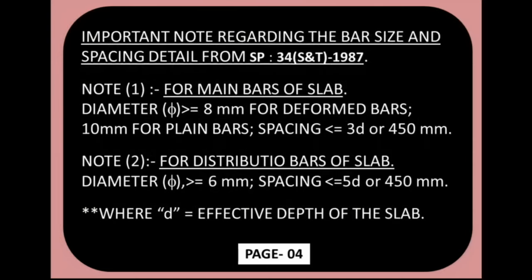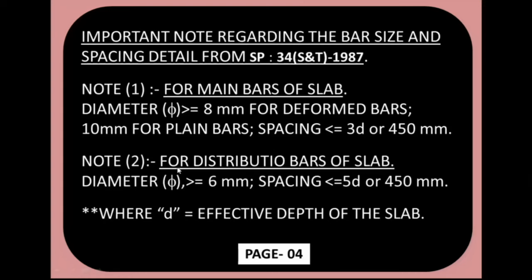Important note regarding the bar size and spacing detail from SP 34 S&T 1987. Note number 1, for main bars of the slab: the minimum diameter of the bar should be 8 mm for deformed bar. For plain bar, the minimum diameter should be 10 mm and spacing not more than 3D or 450 mm.